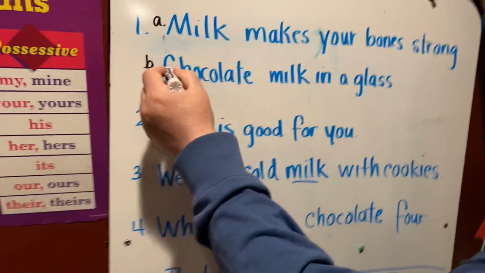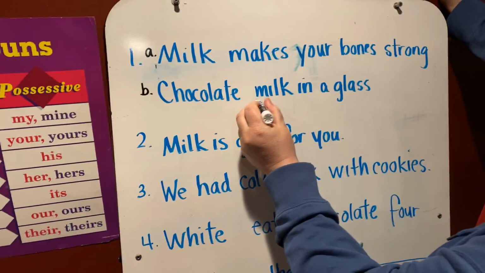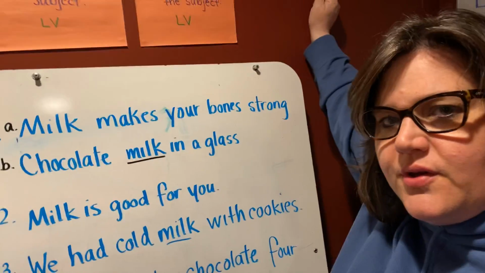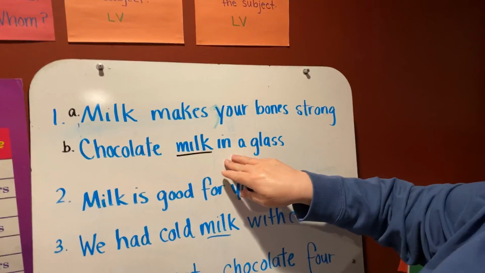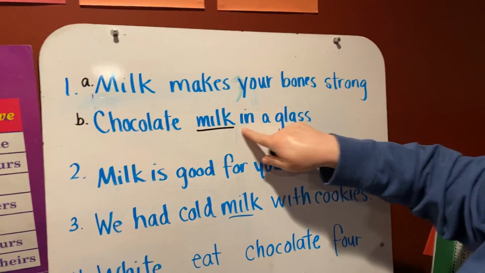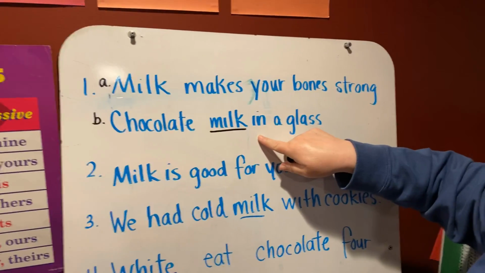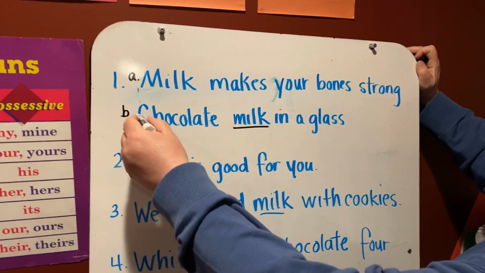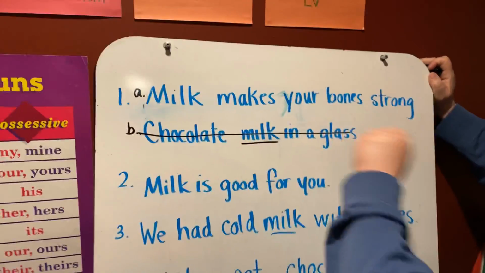Okay, this one has chocolate milk. Milk is the subject. But what about the chocolate milk in a glass? There's no verb in there. In is not a helping verb or a linking verb. There's no action verb in there. So this is not a sentence. So I want you to take your pencil and cross it right out like that.